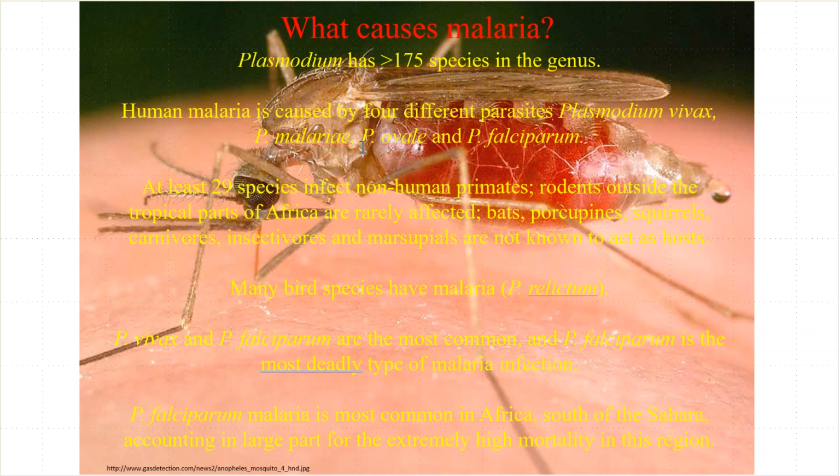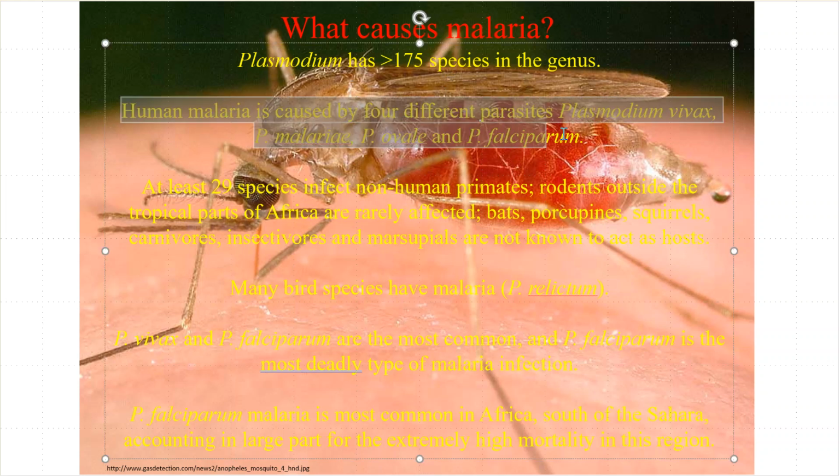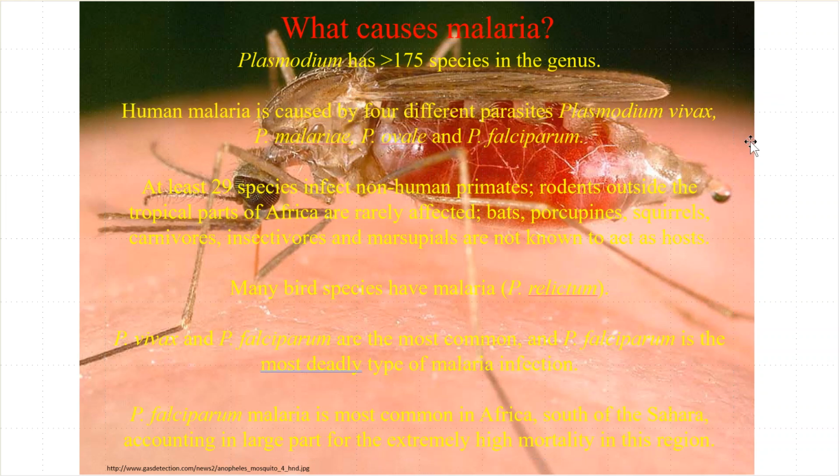Malaria, like many infectious diseases in all organisms, is typically caused by jumps between species that serve as the hosts for the parasite. So in the genus Plasmodium, there are over 175 species that have been described. There are 4 that infect humans: Plasmodium vivax, Plasmodium malariae, Plasmodium ovale, and Plasmodium falciparum.